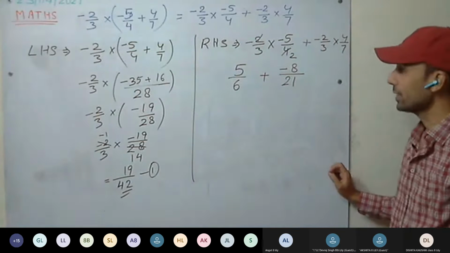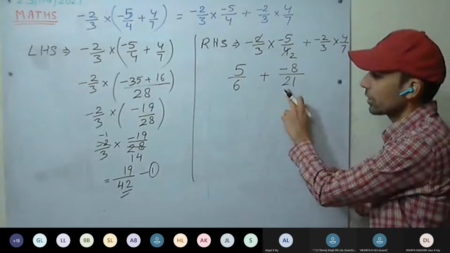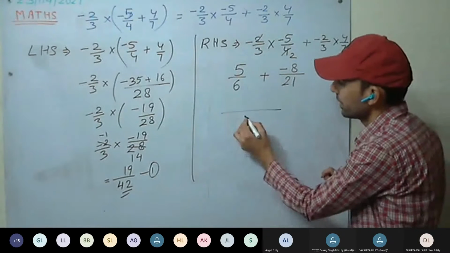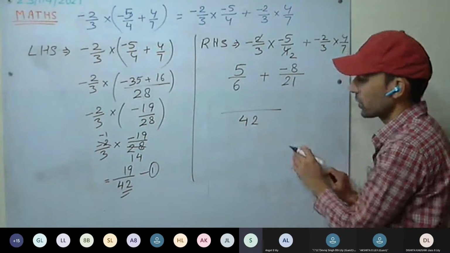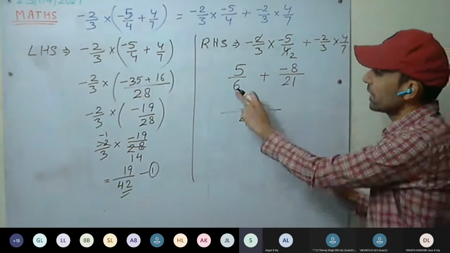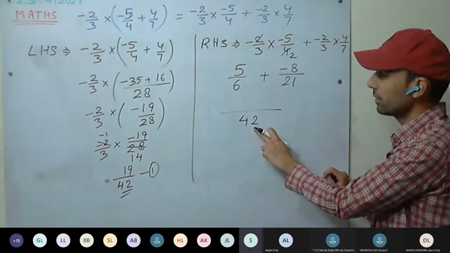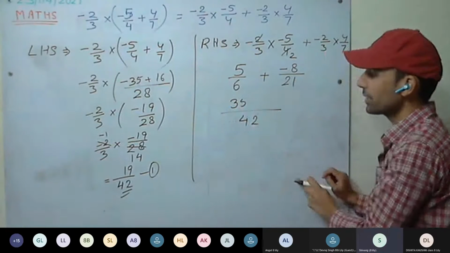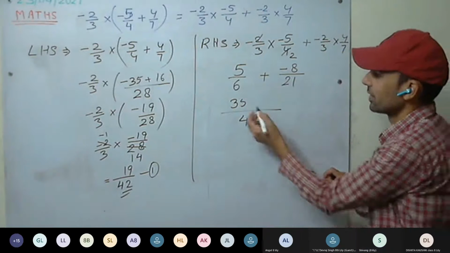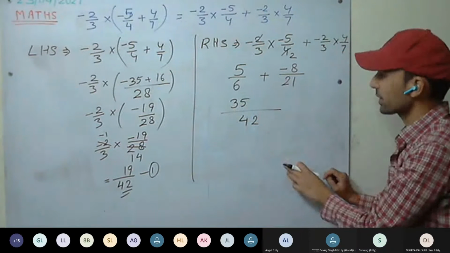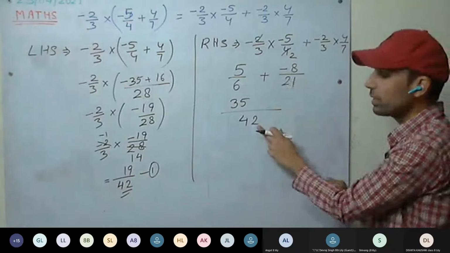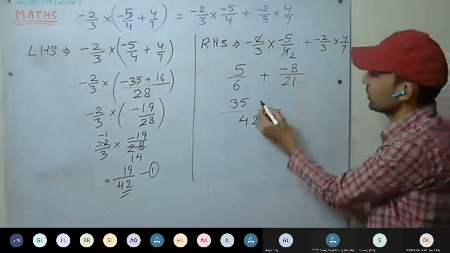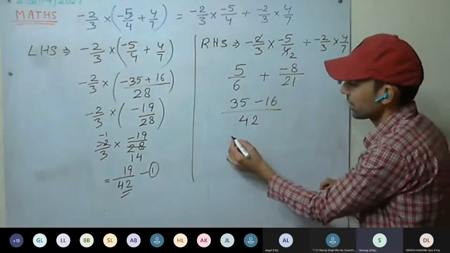Okay. Now take the LCM. It will be coming out to be 42. Please, the common multiple we took. 6 7. So minus 35. Minus 35 or plus 35? Plus 35. Okay. 21 2 ja. So minus 16.